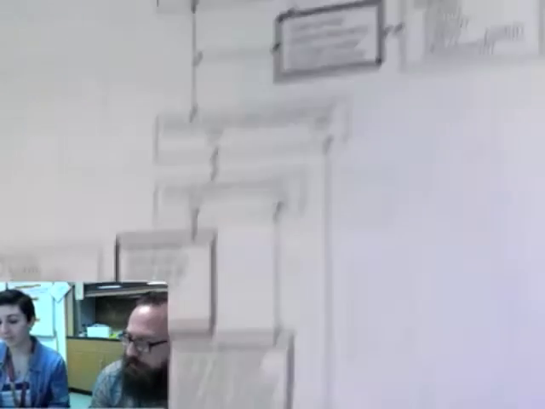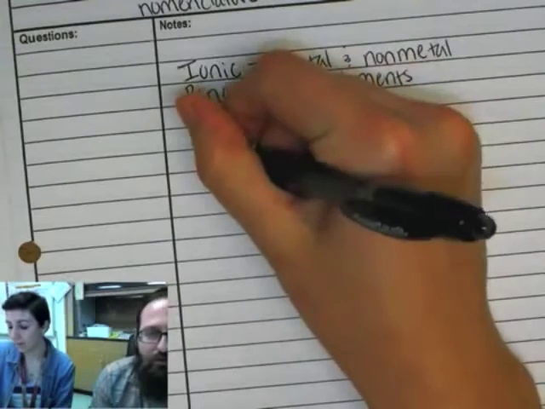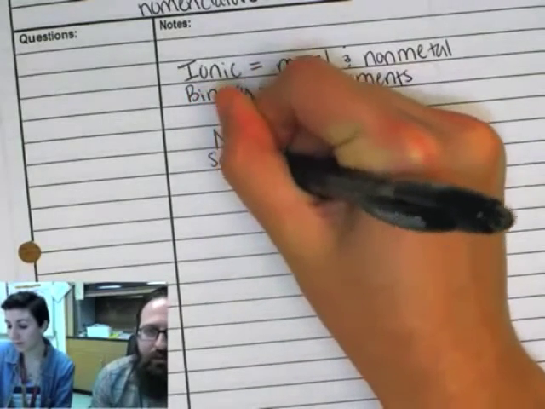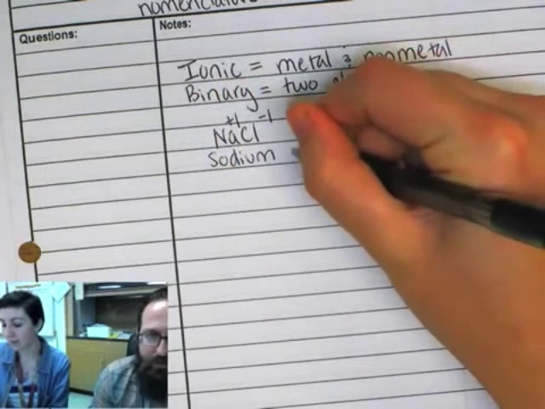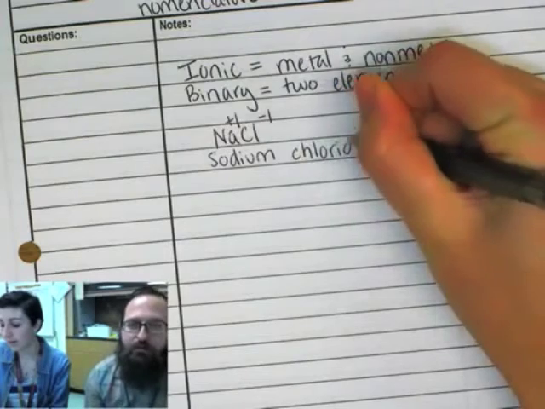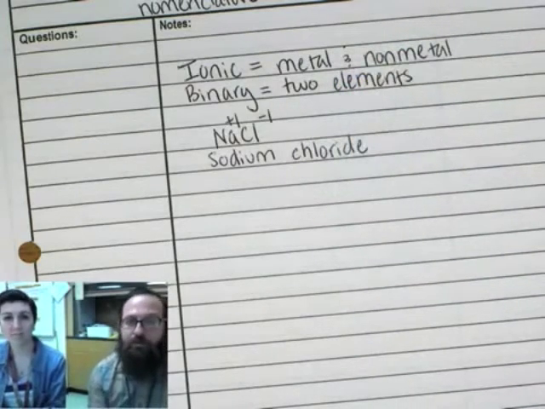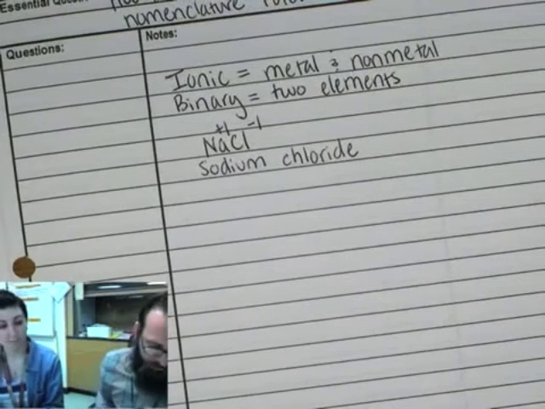We change the ending to -ide. So for this, we name the first element, sodium, and it's fine just as is. We don't have to change anything about it. And then the second element will have an -ide ending. Sodium chloride. Table salt. Very good. Cool.